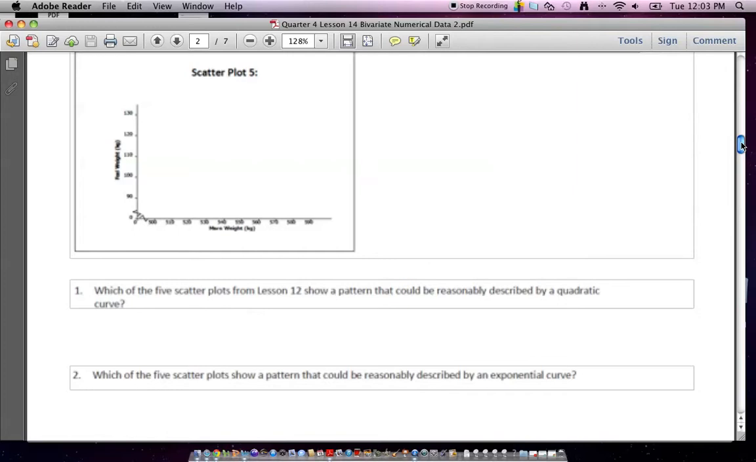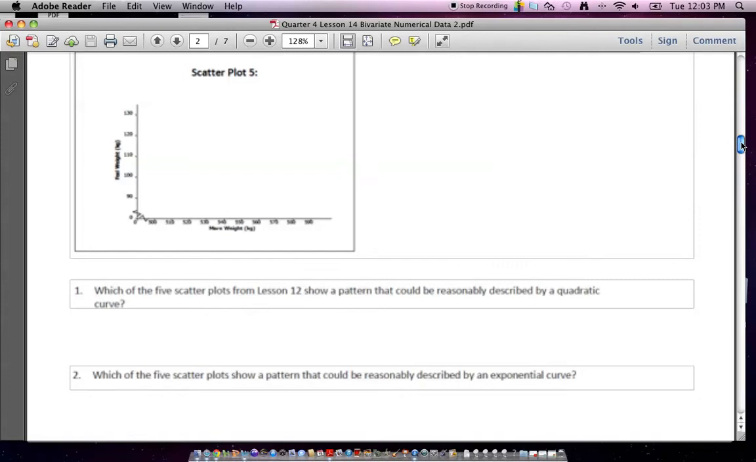What is it? No, that's not a scatter plot. That means you're skipping space. This is called a break, and it means you're jumping. If you notice, this goes 90, 100, 110, 120, 130. This is a break between 0 and 90. This is a break between 0 and 100. That's all that means. Oh, well, it says, which of the 5 scatter plots show a pattern?